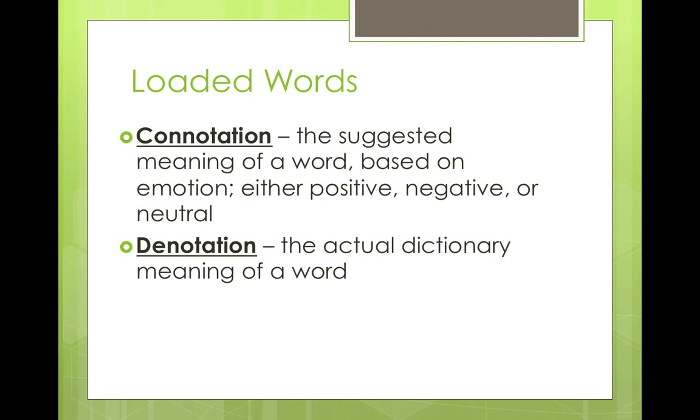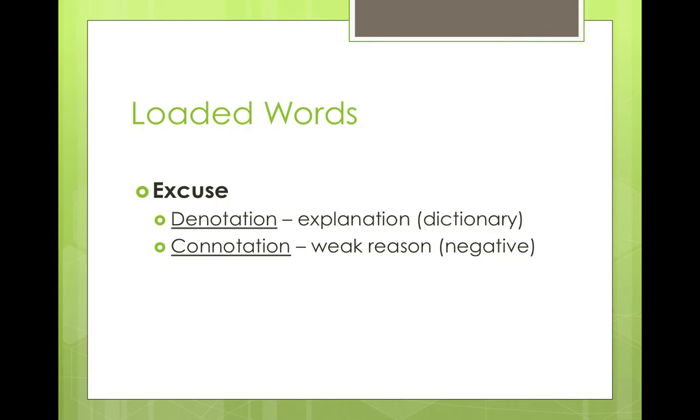So what do I mean by that? Well, the connotation is the suggested meaning of a word, and it's usually based on emotion. We've got positive or negative, or neutral, right? But then there's the denotation. This is the actual dictionary meaning of the word. So a great example of this is, well, excuse.